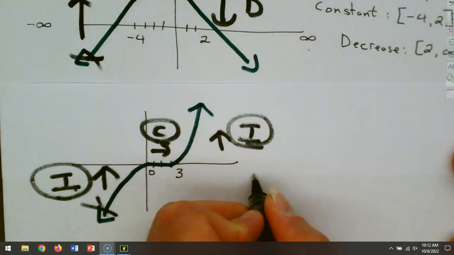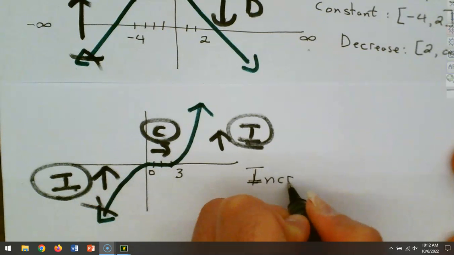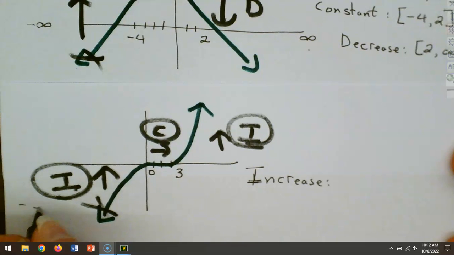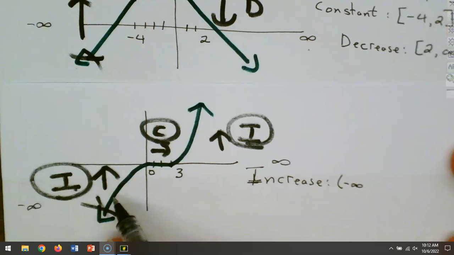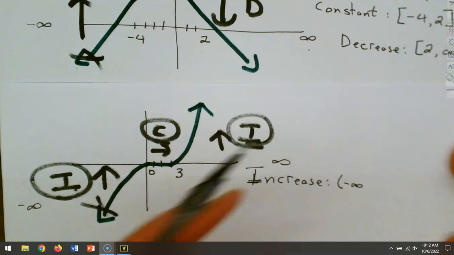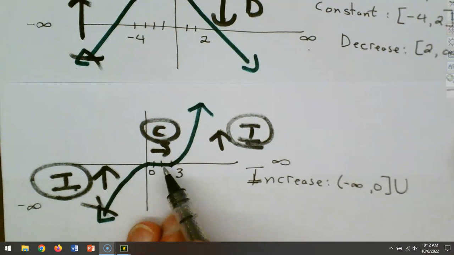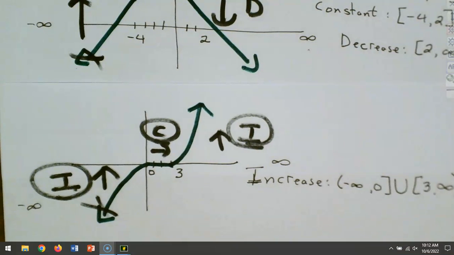So let's look at the increase part. Where does it increase from? Remember, we're labeling on the x-axis. It's increasing from negative infinity, stops at 0. Then it starts increasing again at 3, and it keeps increasing from there.